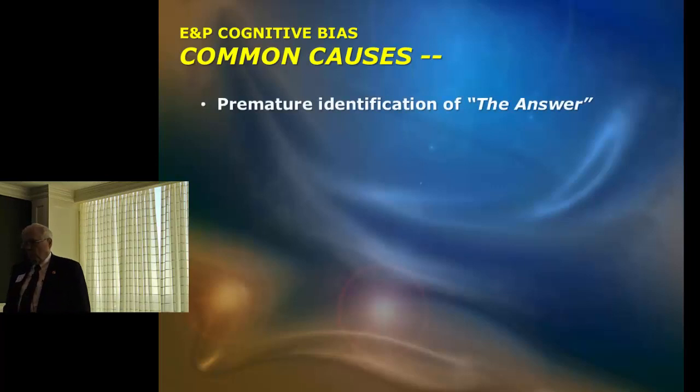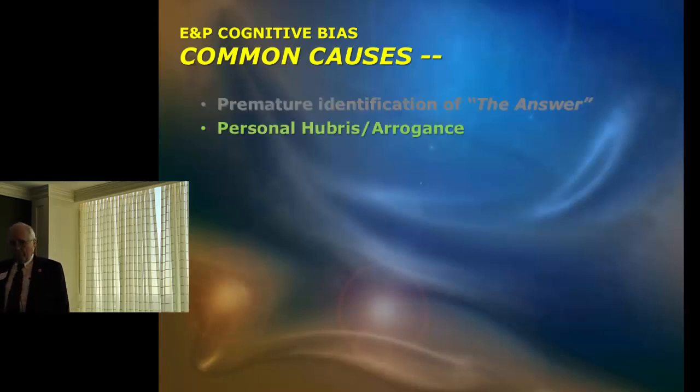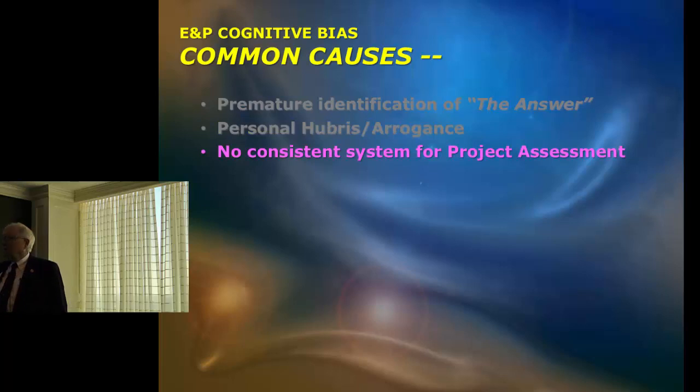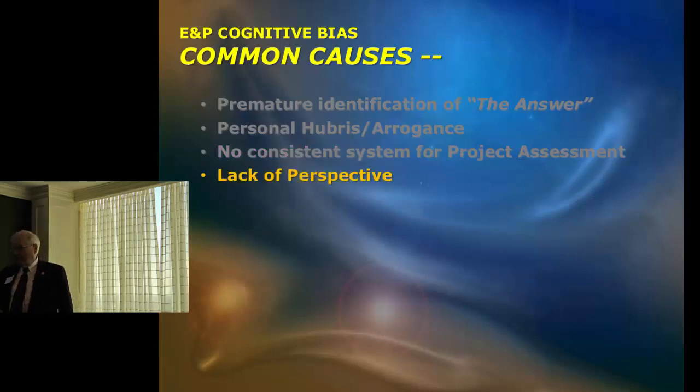So what are the causes for that? And why does that happen? A lot of them. One is that people commonly come up with the answer sooner than they should. Individuals who feel that their insights into the earth are better than yours are. I used to have a manager who said he could pass his hand over the structure map like a Ouija board. Companies that don't have any consistent system for assessing projects. Management or staff who don't have perspective, so they don't have a sense of what has happened in the past and what are the ranges of things that have transpired to judge against.